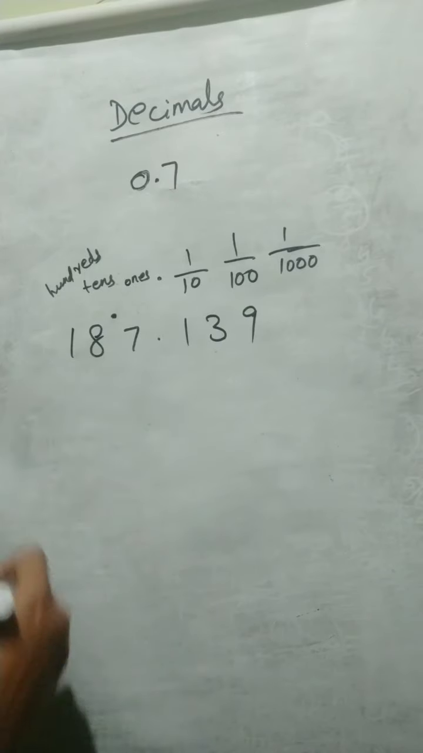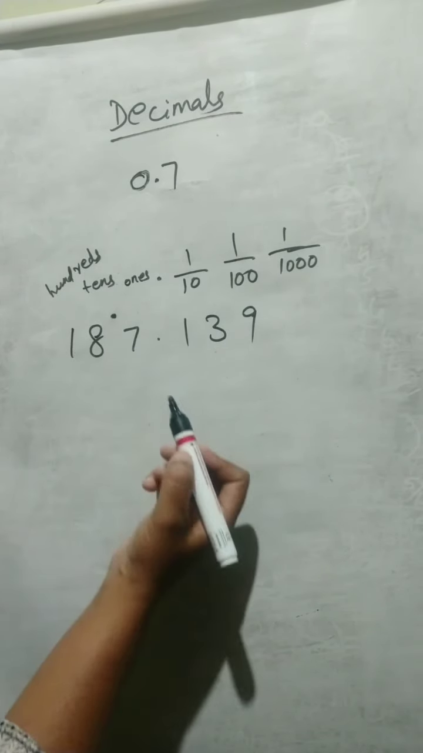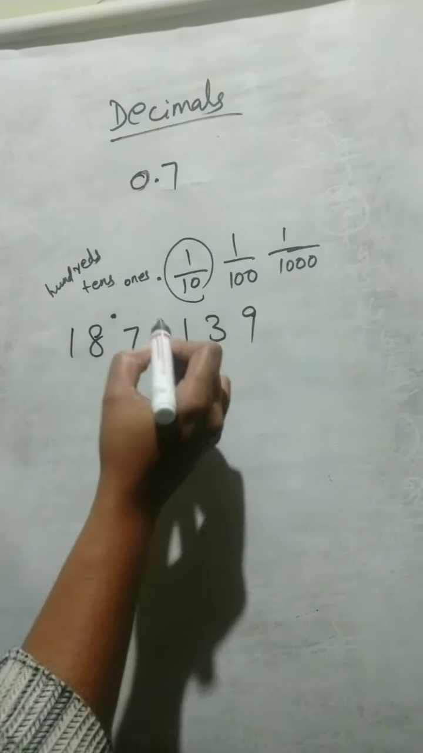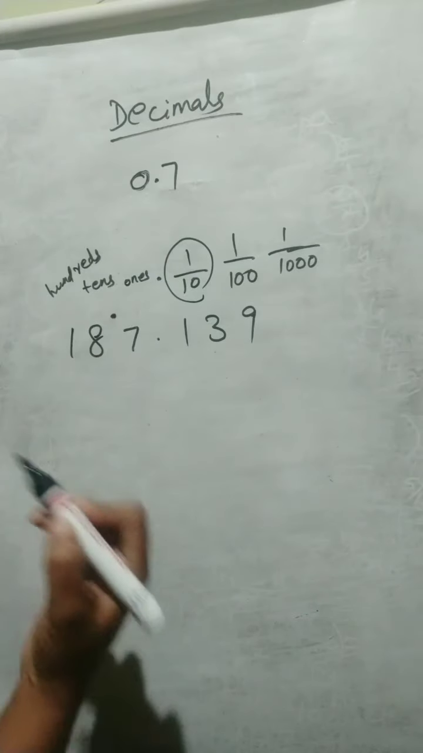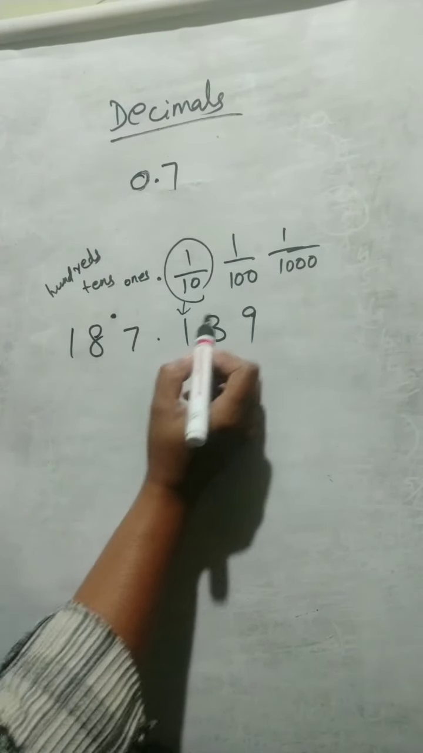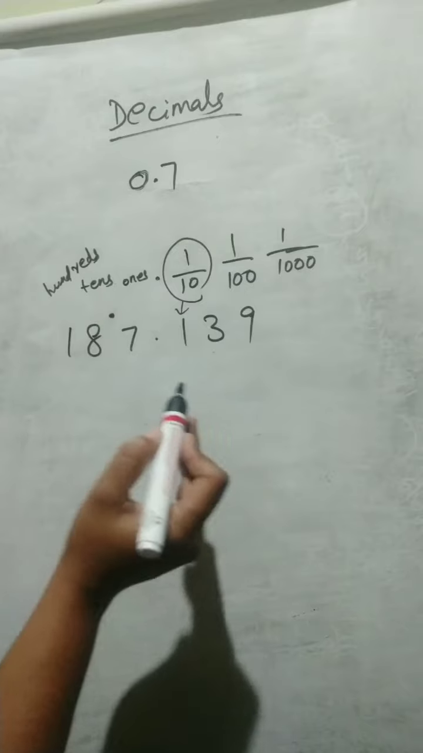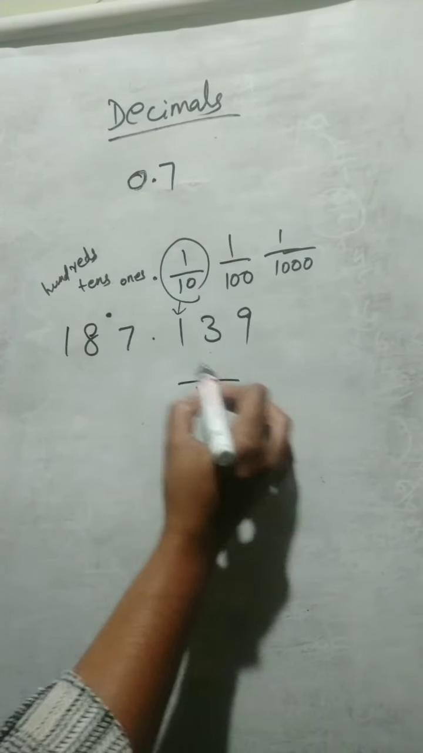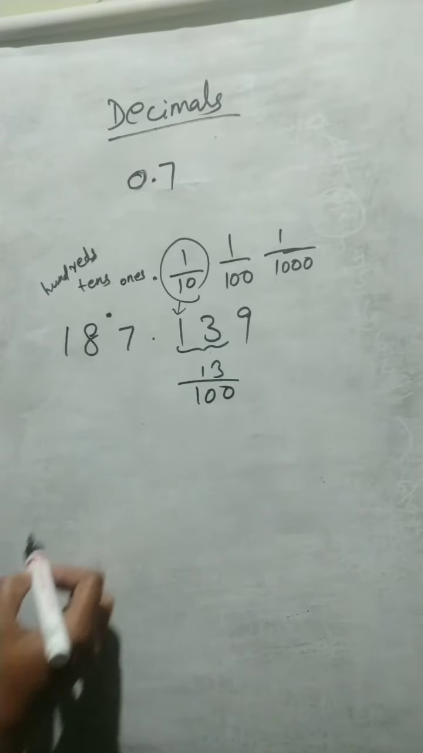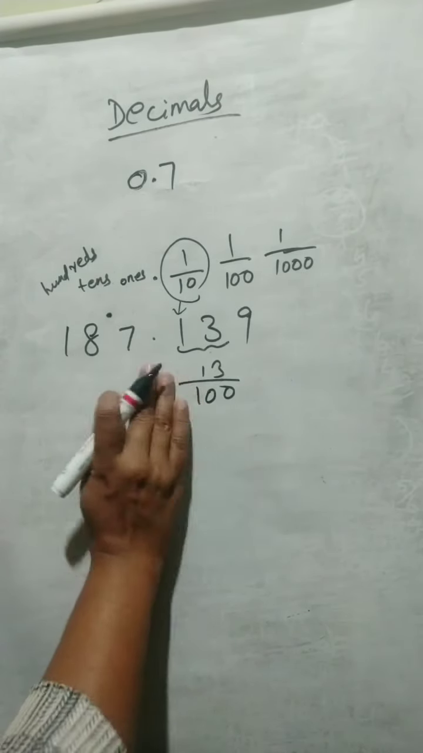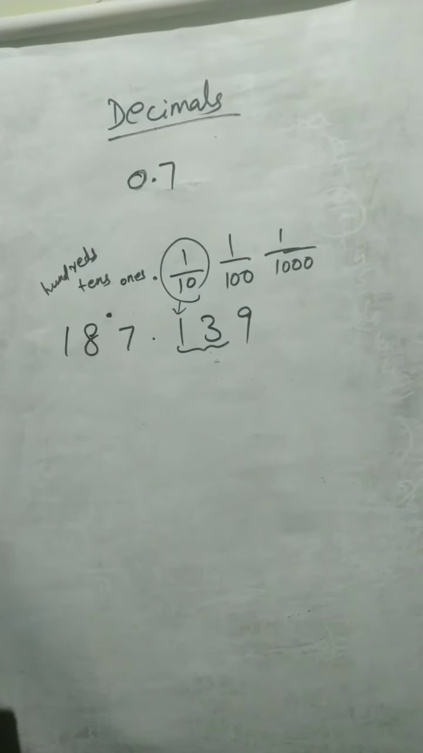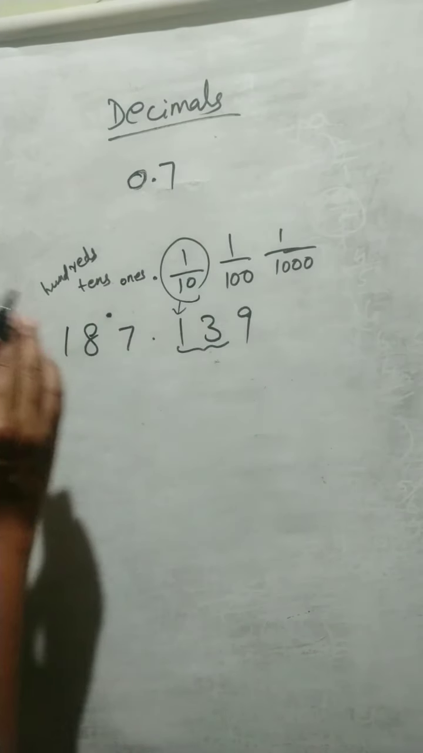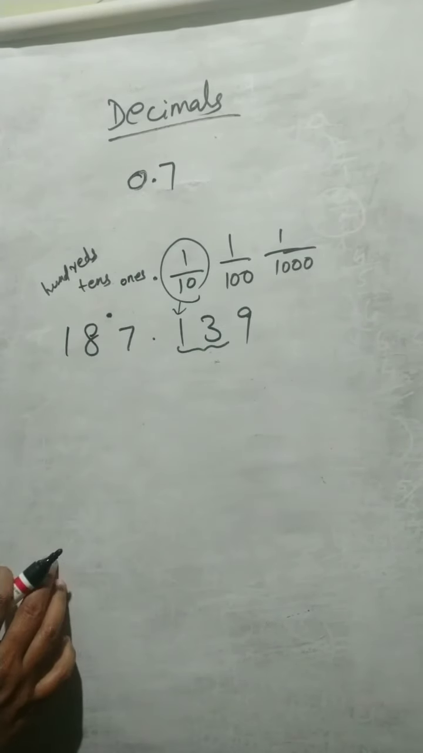187.139. What is its meaning? An object cut into 10 pieces. Among these 10 pieces, we got only one piece. Here, an object cut into 100 pieces. Then among these 100 pieces, we got a total of 13 pieces. And in such a way. Clear? Then we can say that this is the form of a decimal number.